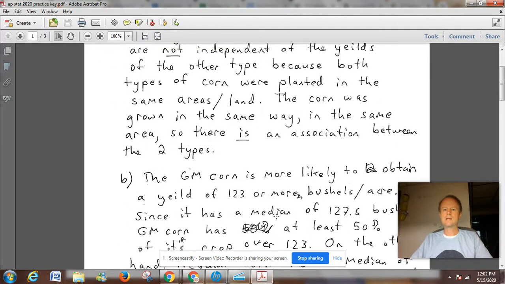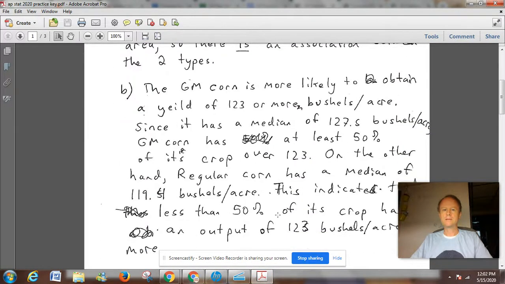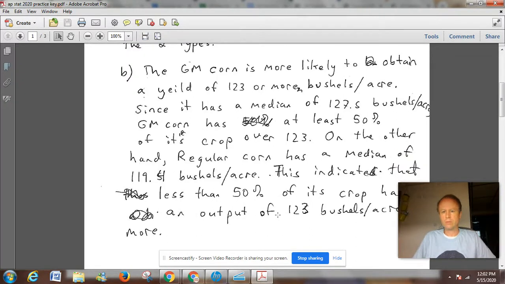It said GM corn is more likely to obtain a yield of 123 or more bushels per acre since it has a median of 127.5 bushels per acre. GM corn has at least 50% of its crop over 123. On the other hand, regular corn has a median of 119.4 bushels per acre. This indicates that less than 50% of its crop had an output of 123 bushels per acre or more. So it gives you an idea of what we could do there.